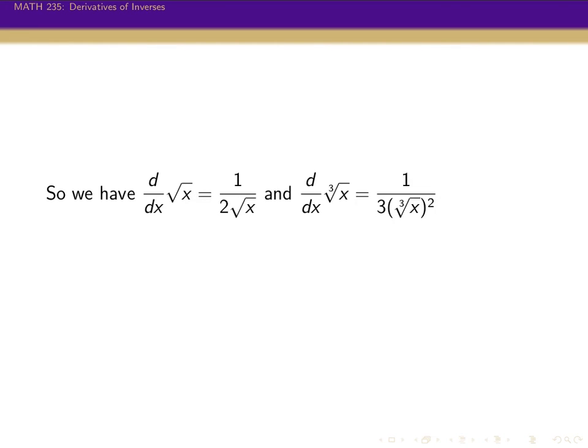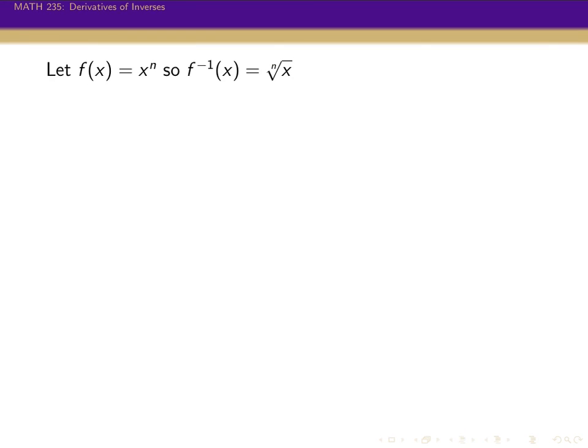And so this is what we've got from these two, looking at the square root and the cube root. What about the derivative of a general root? If we're taking the nth root of x, what's the derivative of that going to look like? Well, to get the nth root of x, we're going to start off with x to the n, so that the inverse function is the nth root.